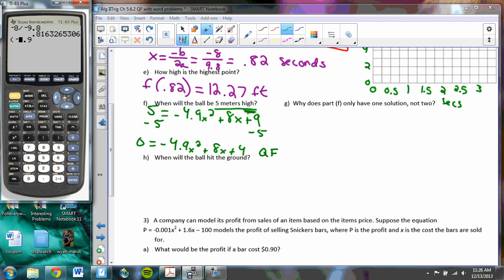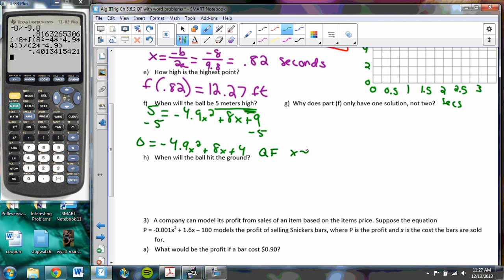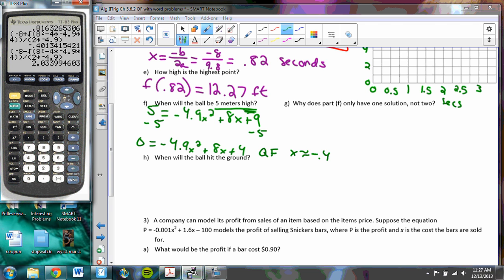Negative b is going to be negative 8 plus square root of 8 squared minus 4 times a times c, all divided by 2a. One of my solutions is negative 0.4. Now go back and find the other one. That's a minus. 2.03.